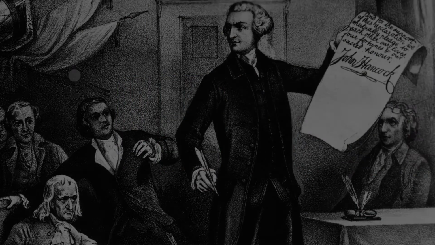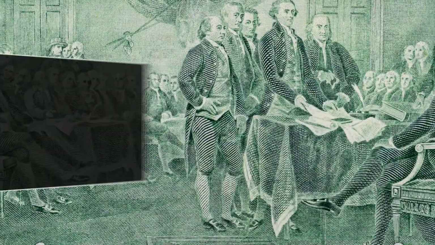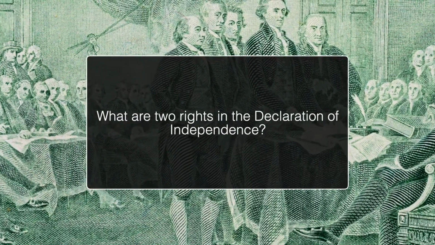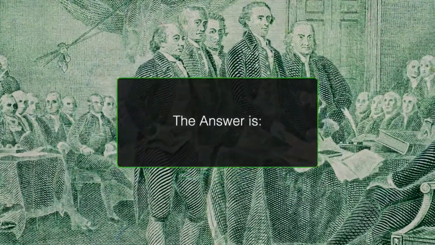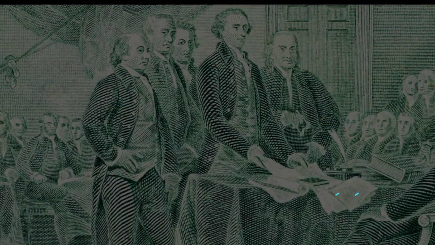What did the Declaration of Independence do? The answer is it announced our independence from Great Britain. It declared our independence from Great Britain. Or it said that the United States is free from Great Britain. What are 2 rights in the Declaration of Independence? The answer is life, liberty, or the pursuit of happiness.